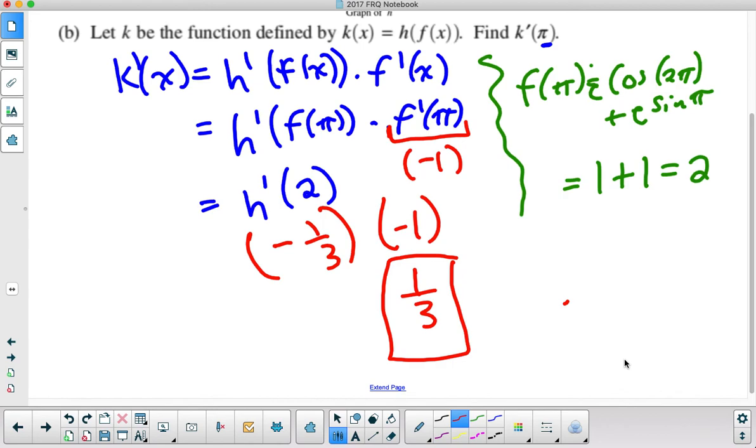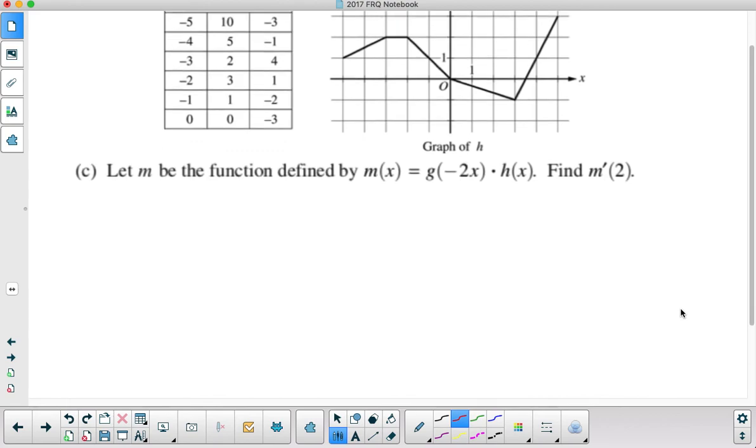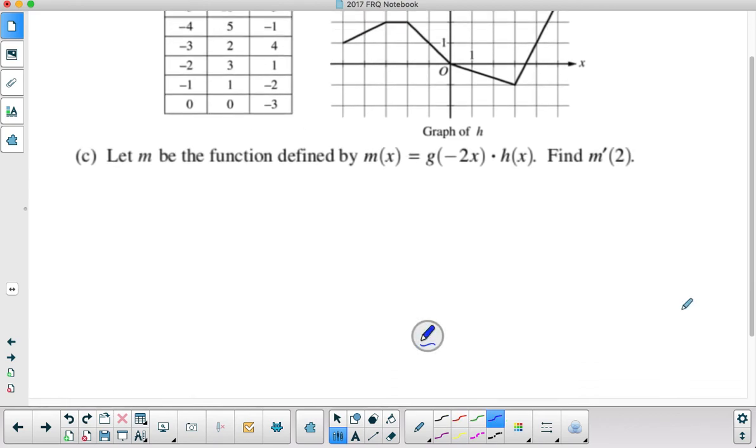All right, now C has a little bit more work involved in it, because we have not only a chain rule, but we have a product rule in there also. But again, it's pretty standard, straightforward. Do you know how to do a chain rule, product rule type problem? So it just has a lot of extra steps in it. So, all right, let's just jump into this one here.